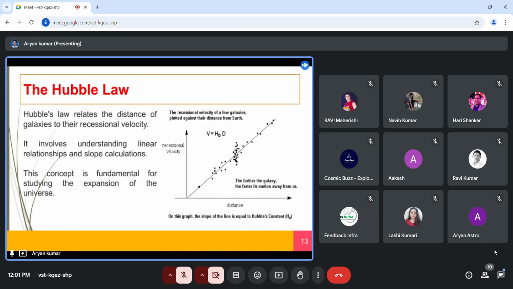So we had already discussed this, and the Hubble problem relates the distance of galaxies to their velocities. It involves understanding linear relationships and slope calculations. This concept is fundamental for studying the expansion of the universe.